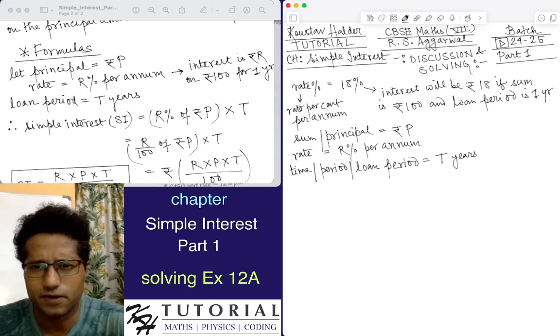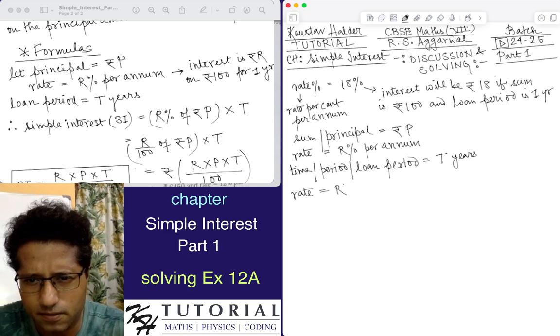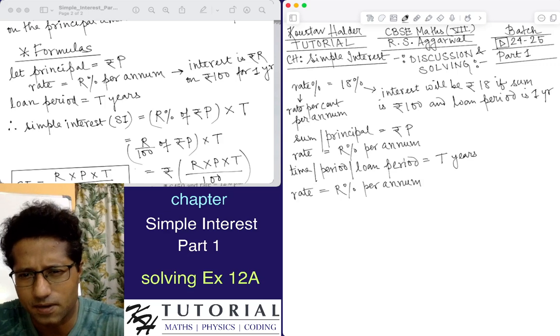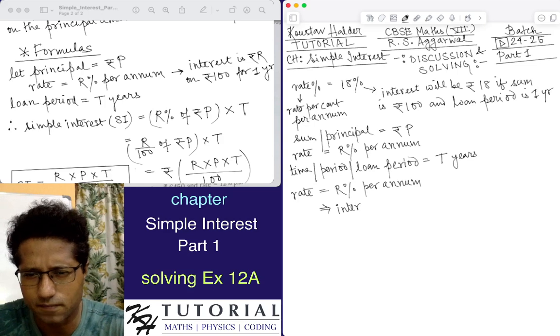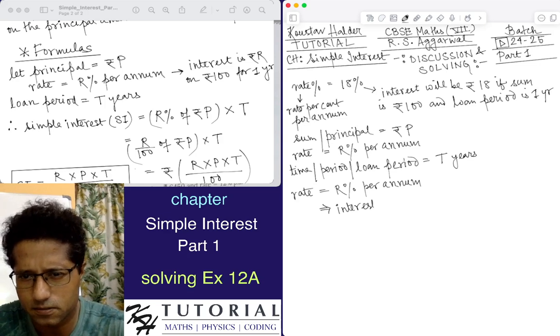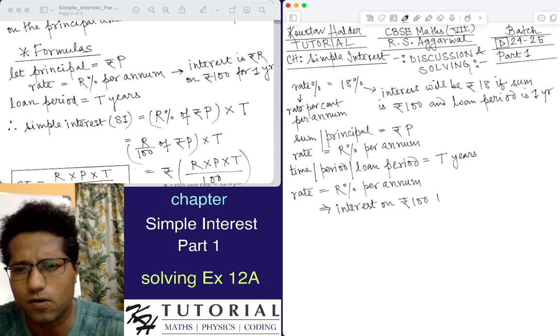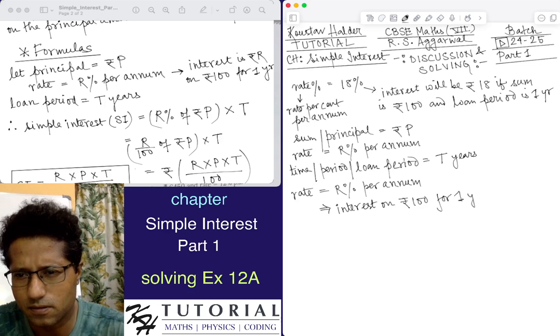The basics lies in the rate percent per annum. Now, rate is equal to R% per annum. This is the given rate percent. This implies that, based on the very definition of rate percent per annum, the interest on rupees 100 for 1 year equals rupees R.